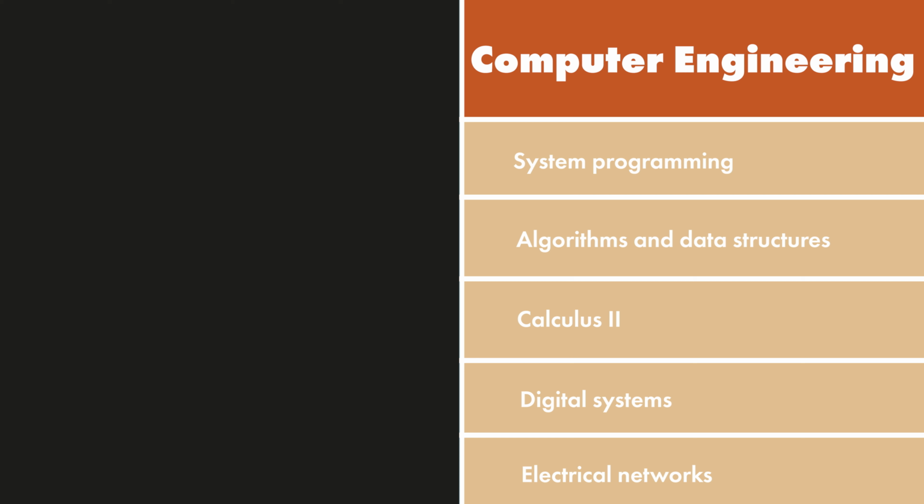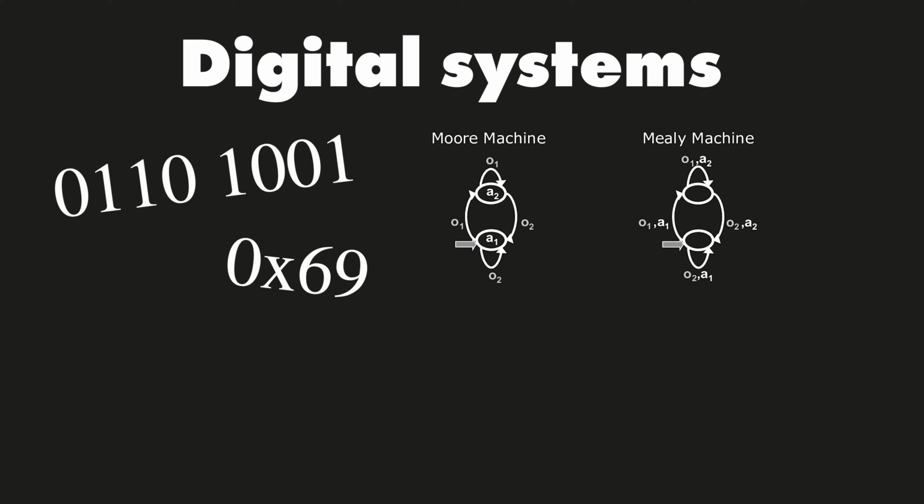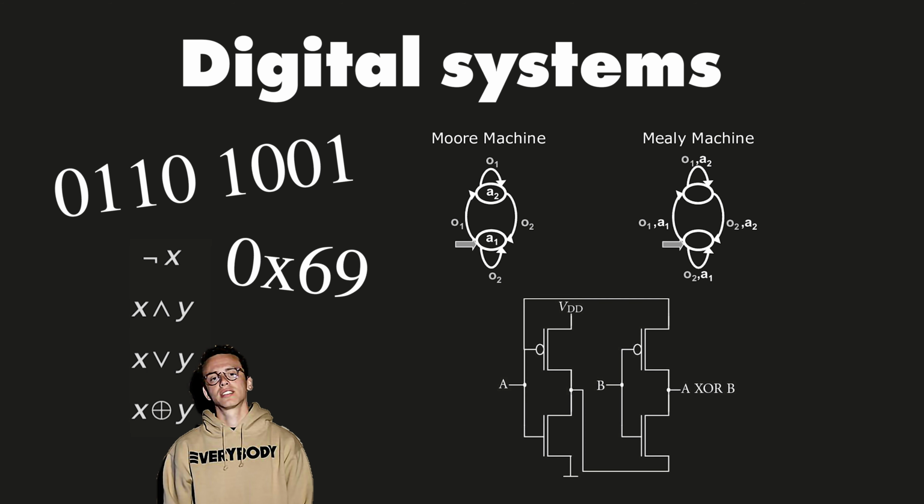Looking at computer engineering, we'll see Calculus 2. That mainly consists of Calculus 1 but in higher dimensions. We then have the course on digital systems. That again covers things like the binary and hexadecimal system, Moore and Mealy automatons, Boolean logic, but also how to implement this logic with transistors on a conceptual level.